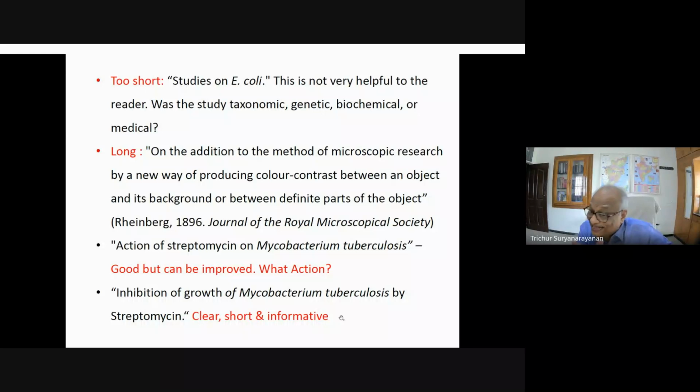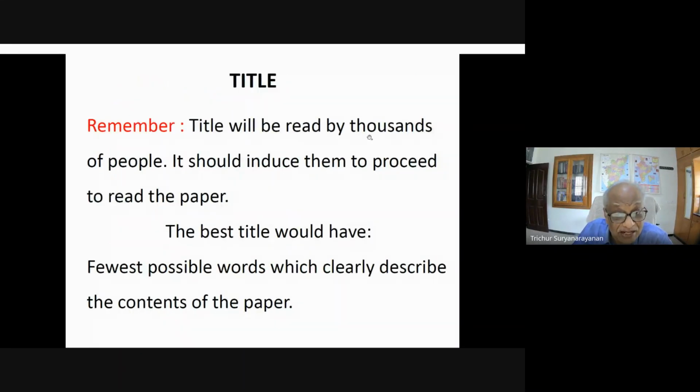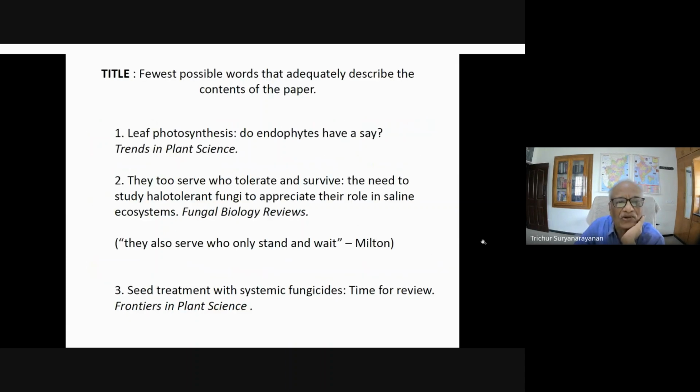People who are interested, by reading the title, you know what the work is on, and then you can choose to read it or not. So remember, the title is the advertisement for your paper. The title will be read by thousands of people. It should induce them to proceed to read the paper. Once they see the title on the net or on their website, they think, oh, it's an interesting title, let's see what the paper says. So the best title would have the fewest possible words which clearly describe the contents of the paper. So that's about the title.